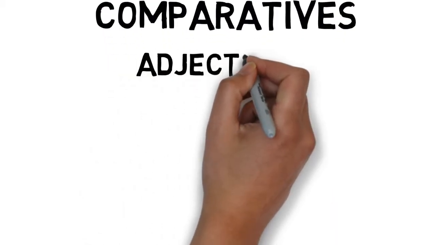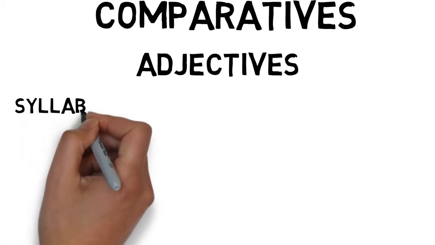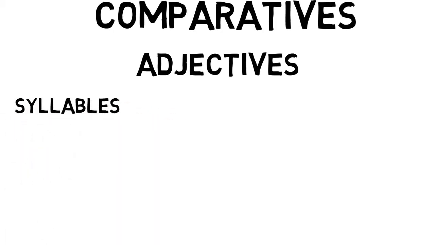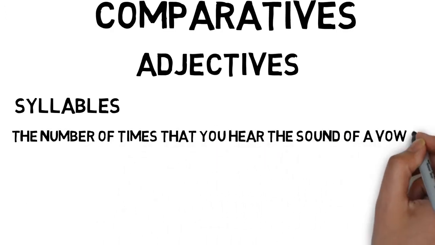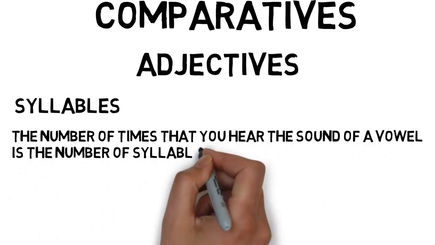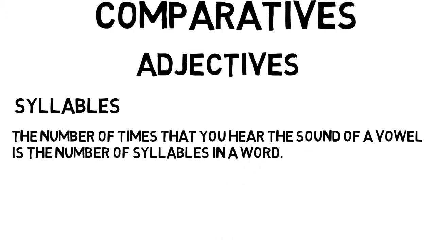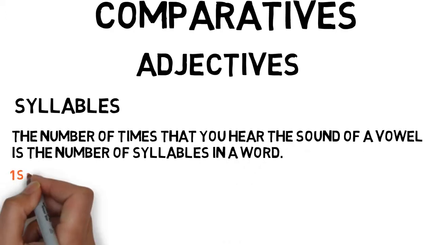You see, Superman doesn't know about comparatives. This is a tool that we use with adjectives to describe the extent of that adjective. For example, how big something is or how strong someone is. In order to get into the rules, we have to talk about syllables. This is the number of times that you hear the sound of a vowel in a word. And this will be important when picking which rule to use.